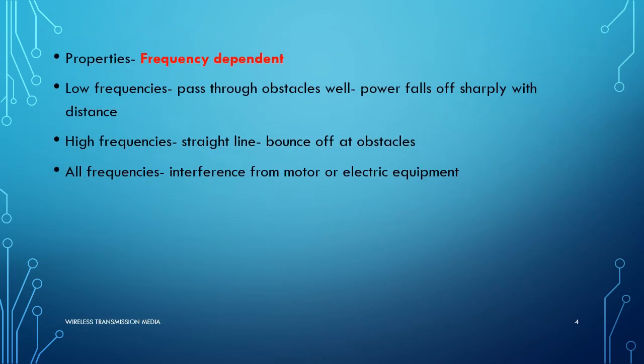One of the important properties of radio waves is that they are frequency dependent. Low frequency radio waves easily pass through obstacles and fall off sharply with distance. But high frequency radio waves support straight line transmission and bounce off obstacles. Almost all low frequency or high frequency radio waves produce interference from motors or electric equipment.